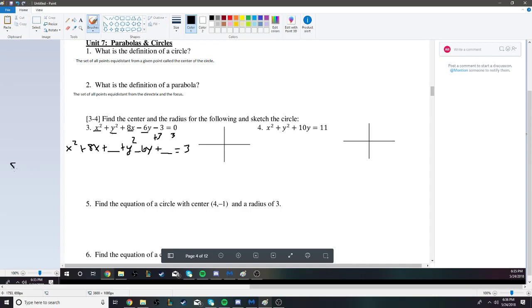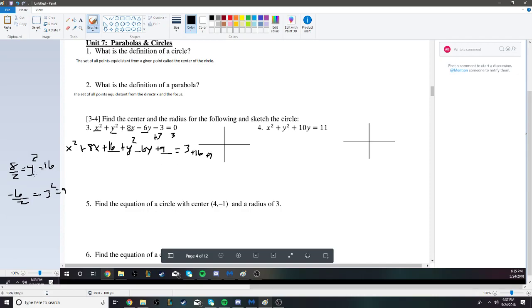We do that by doing 8 divided by 2, that's 4, square it, and we get 16. So we're going to add 16 to both sides. Then to get the other blank, we are going to take the y value. So 6, that should have been a minus 6y. So negative 6 divided by 2 is negative 3. Square it and we get 9. So we're going to add 9 to both sides.